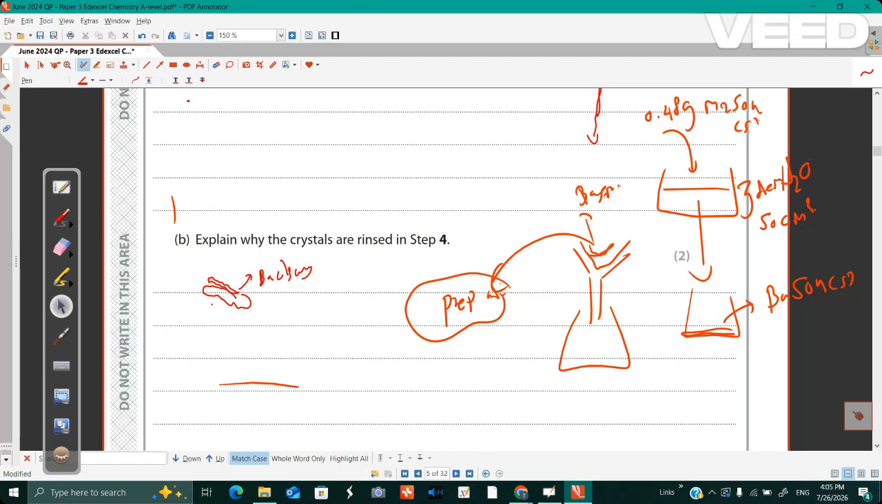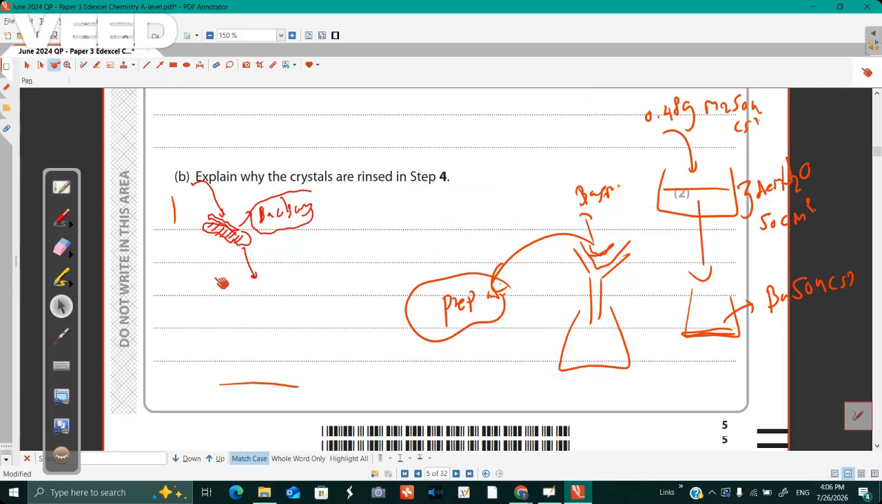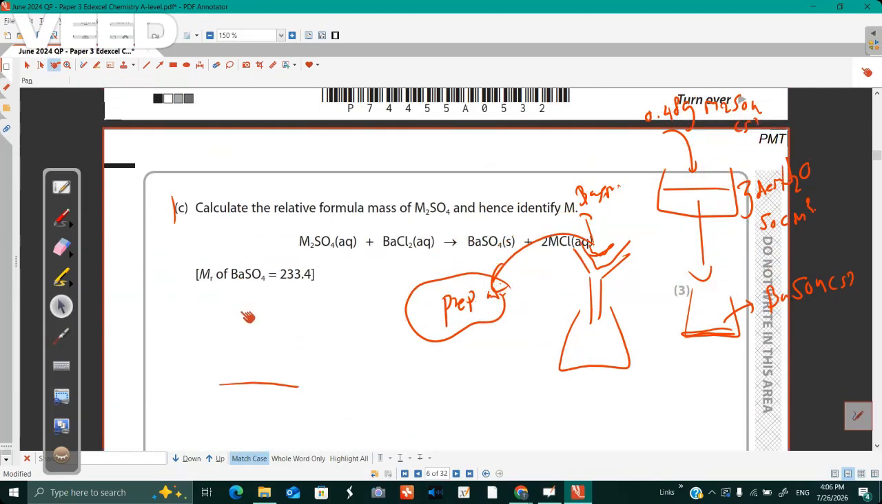So if you weigh the precipitate with the barium chloride aqueous in the solid retained, then you will get a wrong mass, right? So it's better to wash it with deionized water so you can get rid of these barium chloride ions, so you can get a more accurate weight. Otherwise, it would add to the final mass at step 5.